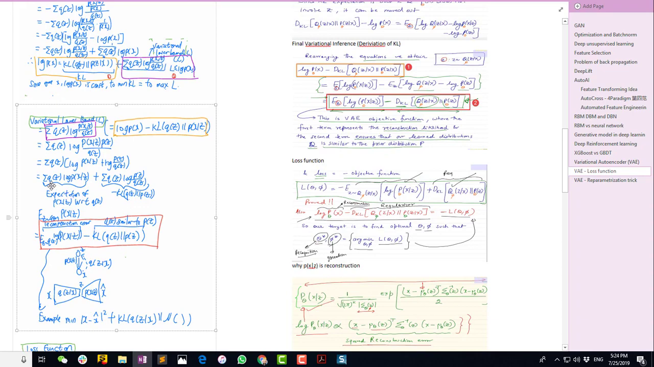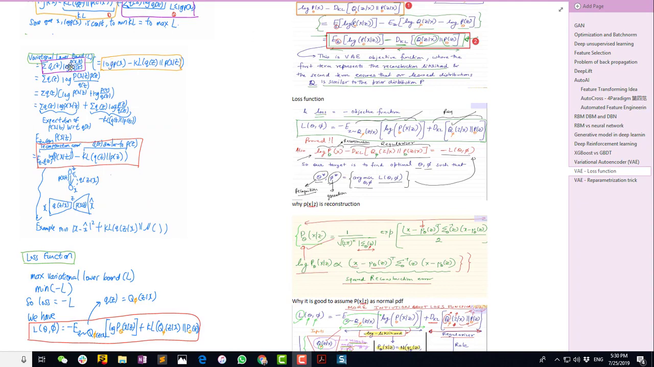Now, on the left hand side, this is the expectation of p(x|z) with respect to q(z), which can be written in this form. For this form, this is the KL divergence. So given this variational lower bound, we come up with this formula after some derivation, and this can be seen as a left part and a right part. The left part will be the expectation part, and the right part will be the KL part.